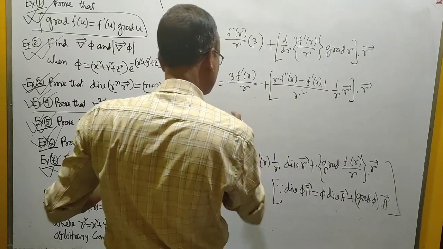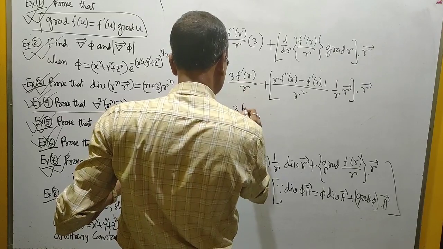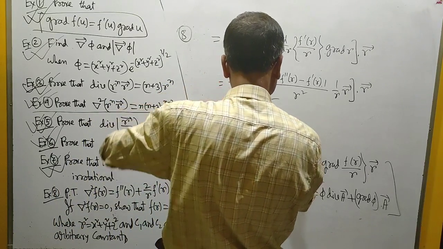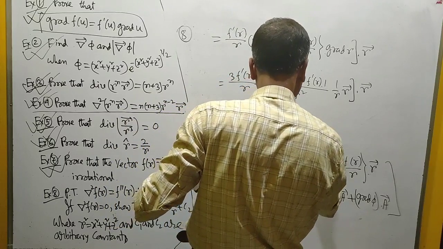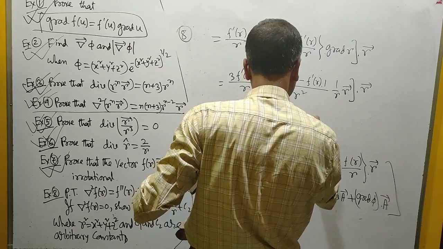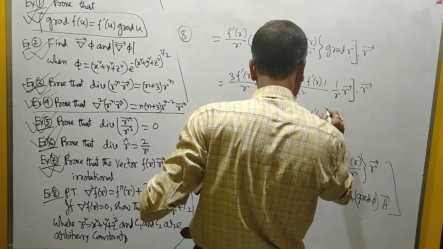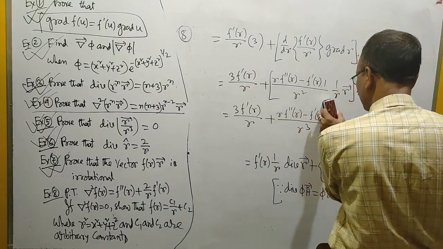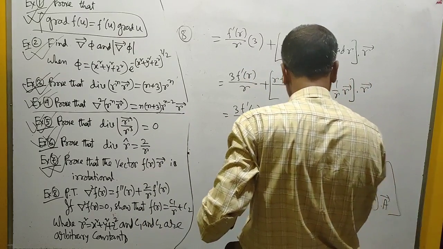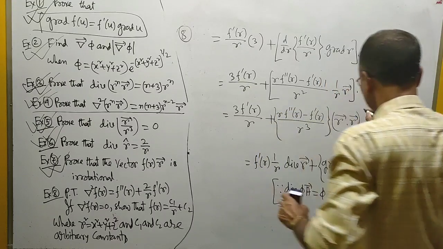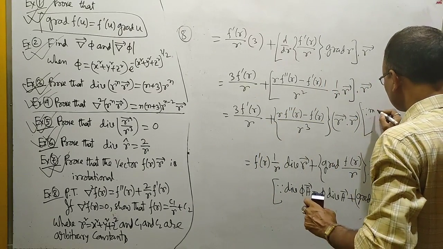It has been proved many times. Plus, you may write here r cube r f double dash r minus f dash r, R vector dot R vector. You may write like this.